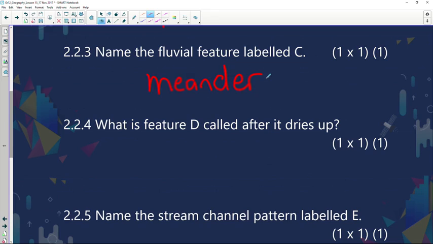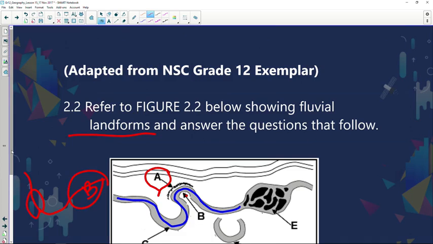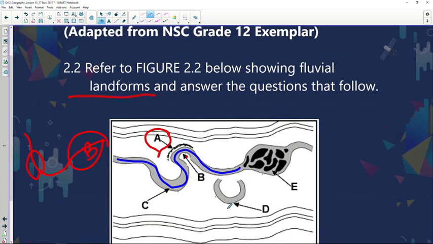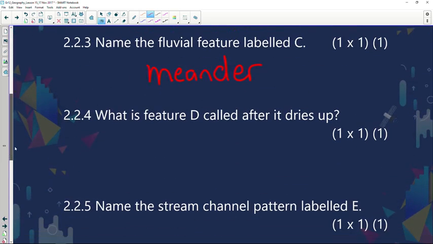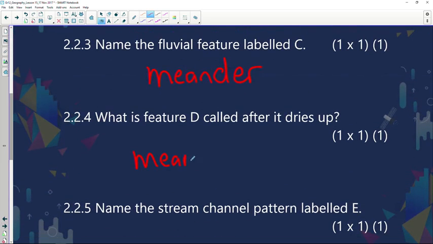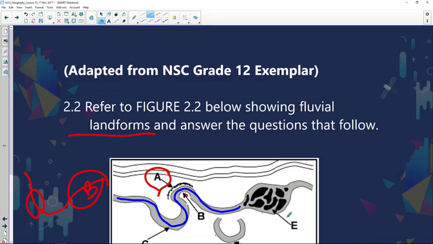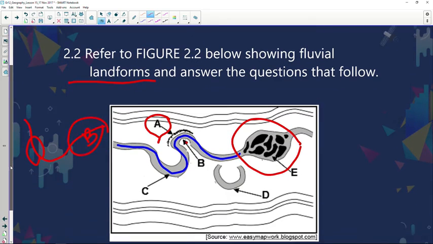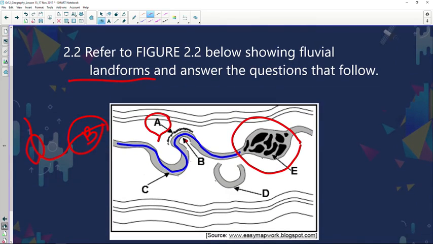What is the feature D called after it dries up? It usually dries up during the dry season. If we look at D, situated over there, when it dries up, when there's no water in it, it's known as a meander scar. Name the stream channel pattern labeled E. That's where deposition takes place. If you look over here, that's definitely a braided stream. It's one of the characteristics that we find in the lower course.